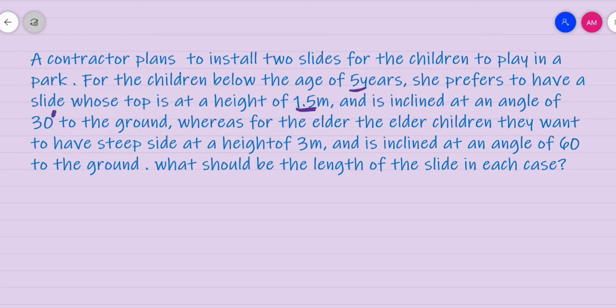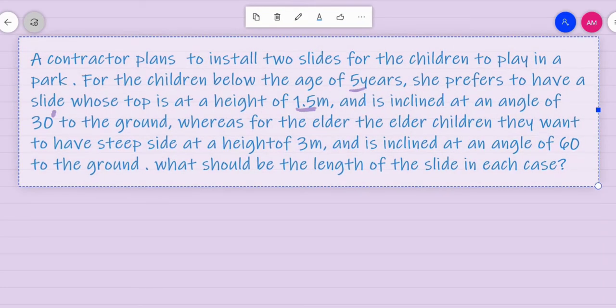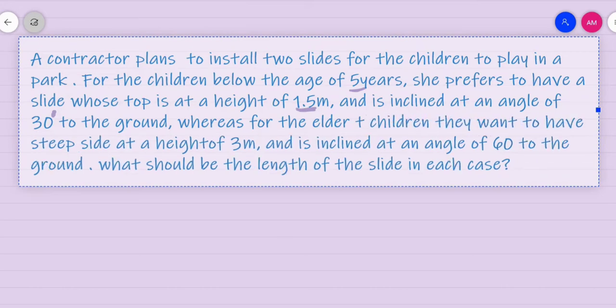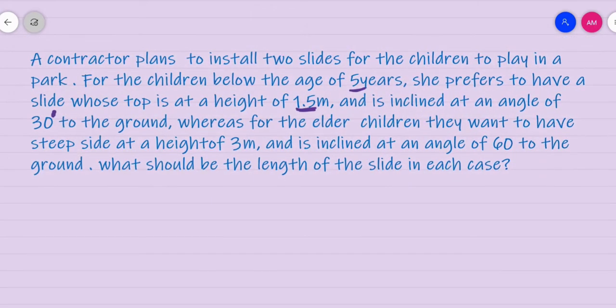Whereas for elder children, for the elder children, they want to have a steep slide at the height of 3 meter. So for bigger children, they want the slide to be at 3 meter from the ground and inclined at an angle of 60 degrees to the ground. What should be the length of the slide in each case?